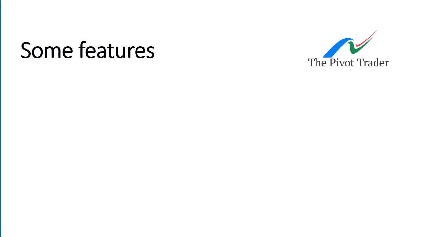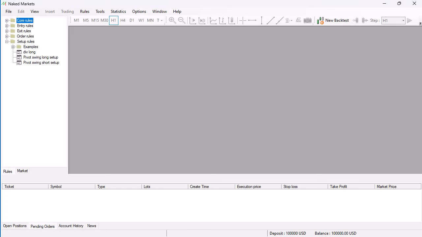Firstly then, let's use it. So this is the tool. It looks a little bit like MT4. There are different options of it. I'm not going to go through those because I'm making this simple. What I'm going to show you though is how to take those stochastic rules and apply them.